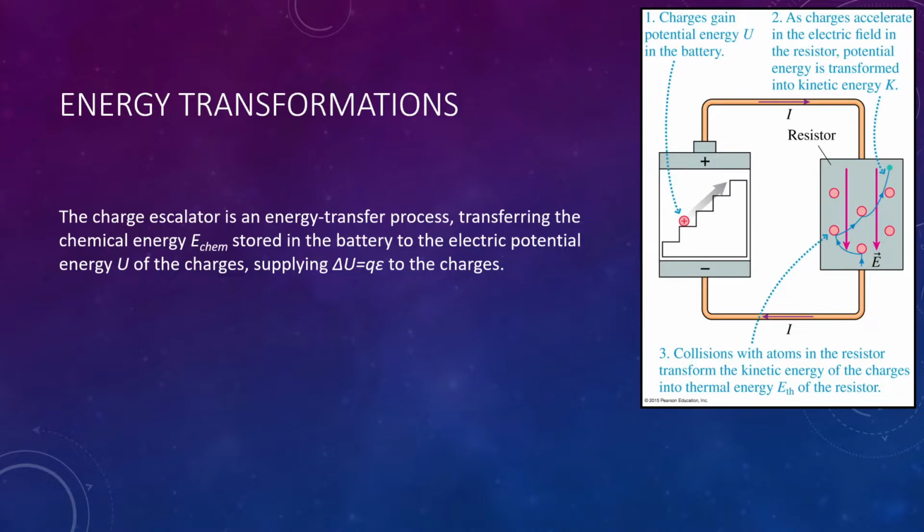We had an equation for this in the past. Delta U is equal to Q times delta V. In other words, delta U is equal to Q times epsilon. So that's just describing to you how much energy they're gaining as they're moving through the battery. So that's what's happening, right? We're using chemical energy to turn that into electric potential energy at the top of the battery.